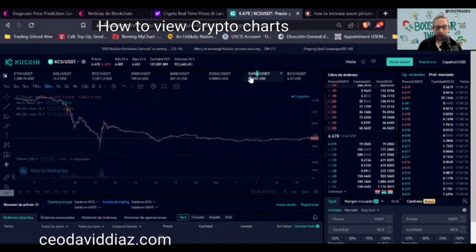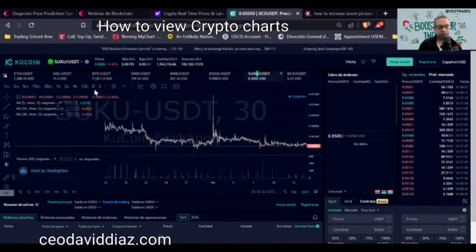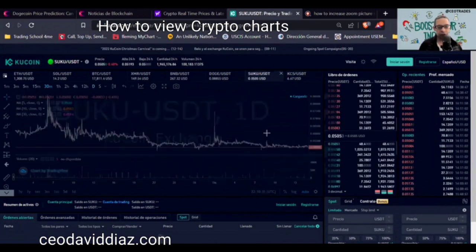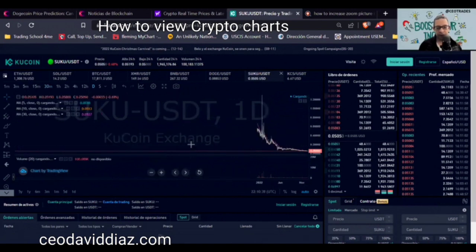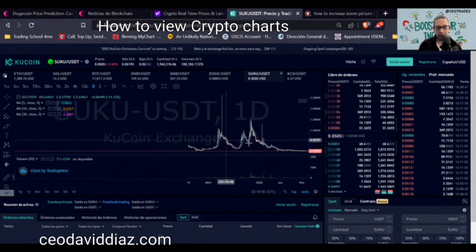Suku is one that I invested in a few days ago, and if we look at the overall chart, it's been around since about 2020, and you can see it went up, down, up, down, up, down. Now, what do I see? Is it almost flat? Will it ever pick up? It will pick up eventually. Is this the bottom? I don't know if it's the bottom. However, I did pick up some at 0.052.